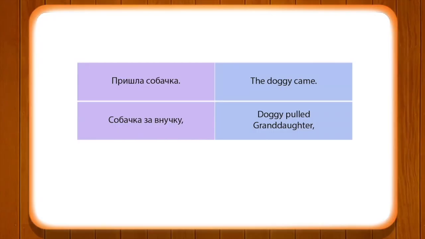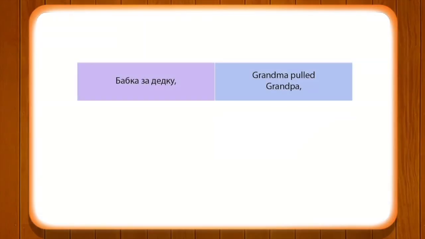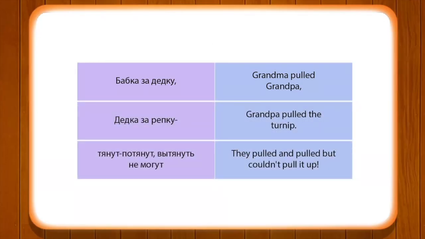The sentence comes as Sabachka za vnuchku, vnuchka za babku, babka za djedku, djedka za repku, tjanut pachjanut, vychinut ne mogut. So here this construction, vnuchka za babku, babka za djedku, djedka za repku, has a set meaning. That means they are helping each other. They have made a line, and they are trying to pull so that they can pull the turnip out. Let's go further.